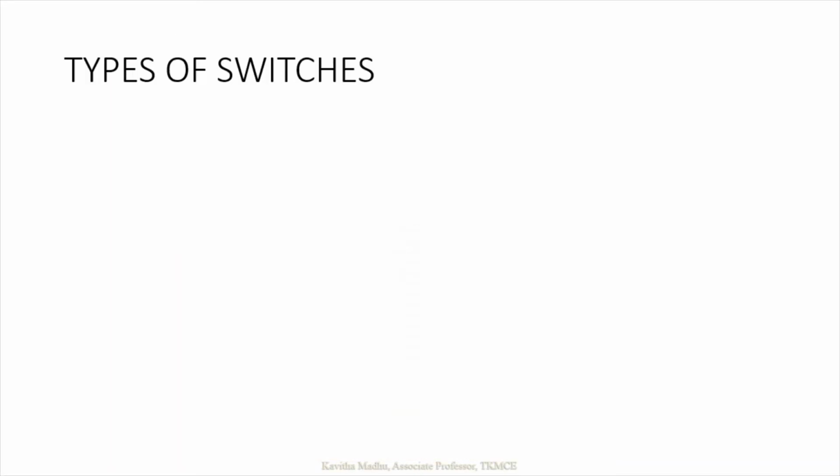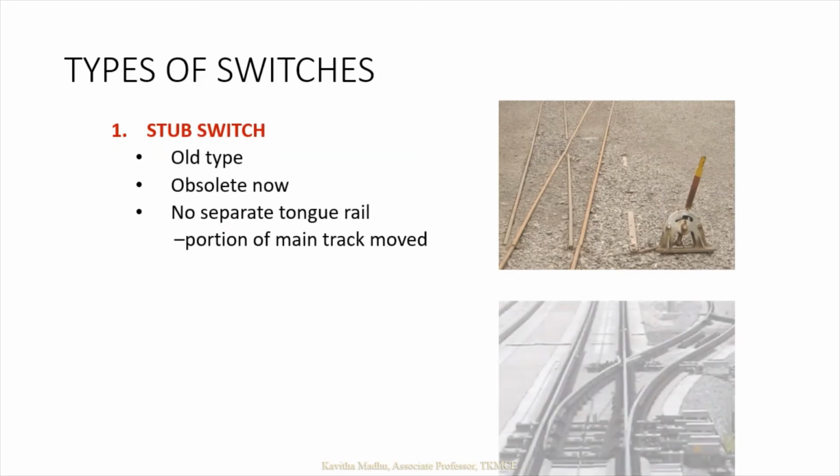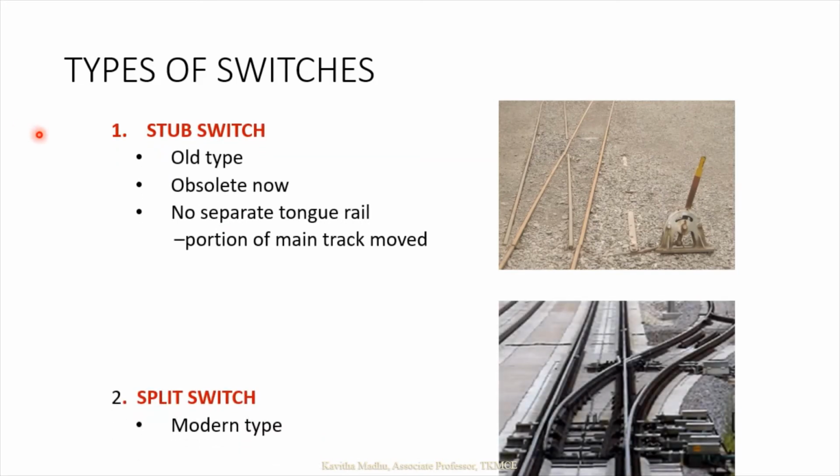As for the types of switches, there are basically two types. One is the stub switch and the other the split switch. The basic difference between these two is that in the case of a stub switch, it doesn't have a separate trunk rail, and the main portion of the track is moved side to side to enable the direction of trains to deviate. So in this type of switch, no separate trunk rails are provided, and some portion of the track is moved from side to side. It's an old form of design, and it's very rare nowadays.